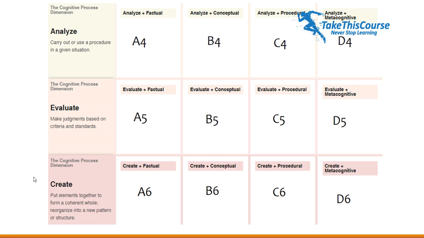And then creation is about reorganization into a new pattern or structure. One of the issues that I have seen is that we are misusing the create level, level 6, because we pick up many keywords from there and say, okay, formulate something. But formulate what? Is it factual? Is it conceptual? Is it procedural? Or is it metacognitive?